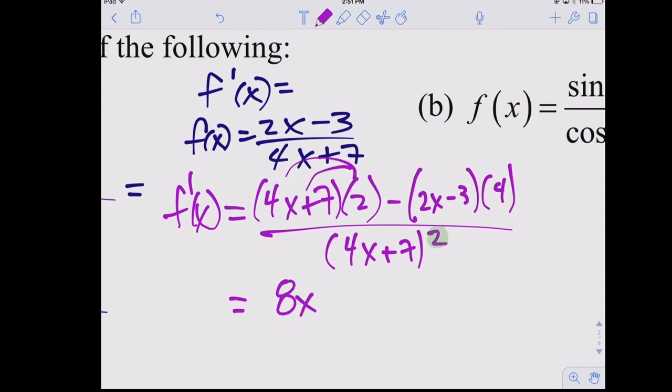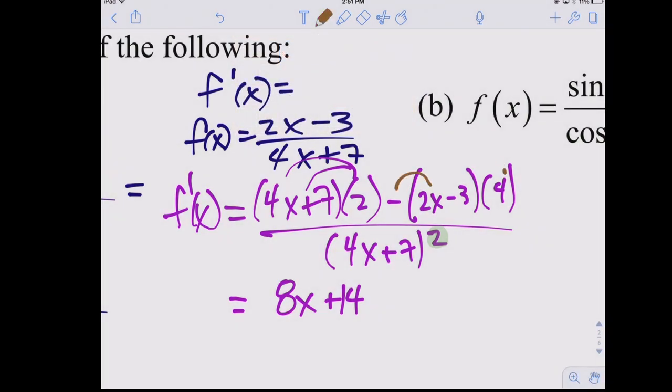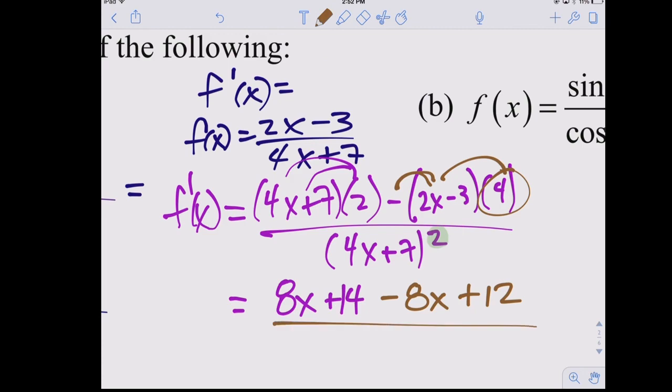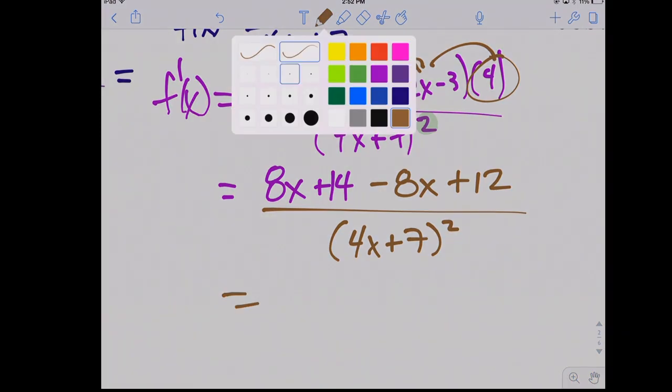Now, there's nothing common in the top other than a constant, so we'll just distribute, and we get 8x plus 14. And here's the one you don't want to take for granted. Remember, you're distributing a negative 4. So tell yourself that before you start. You're distributing a negative 4. So that becomes a negative 8x, and negative 4 times negative 3 is positive 12. You could be off by a sign there, and that could cost you the whole problem on a multiple choice question. Now your 8x's do what?